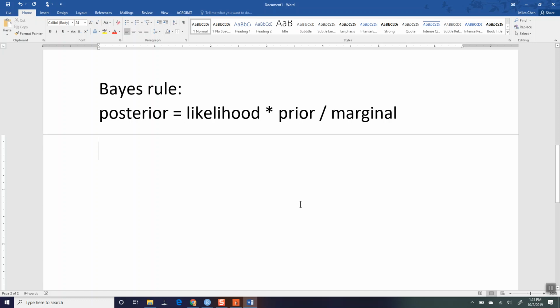Is that okay? We might write it this way. What's the normal way we do this? We do the probability of A given B equals the probability of B given A times the probability of A, divided by the probability of B.